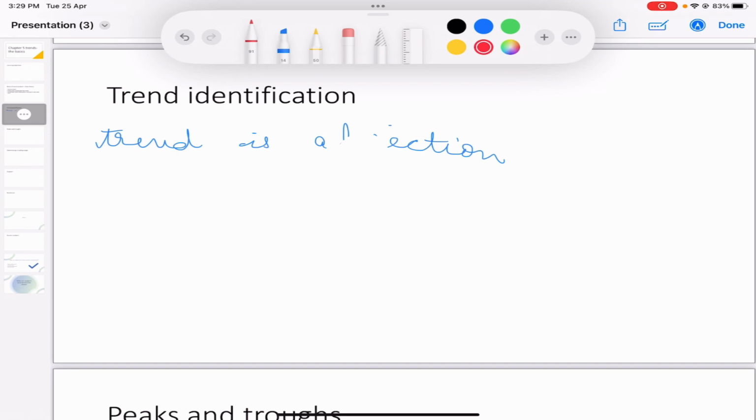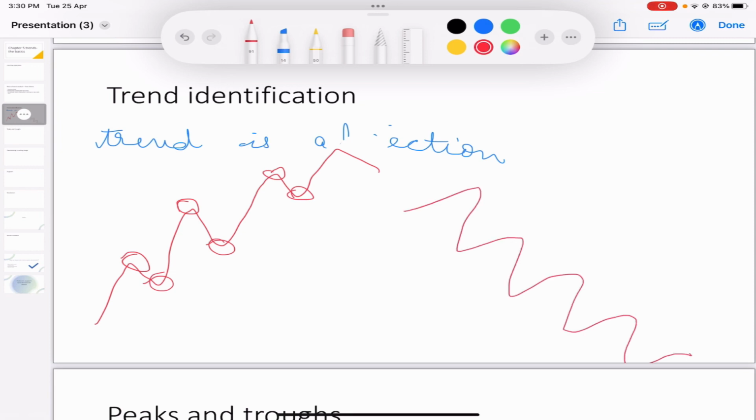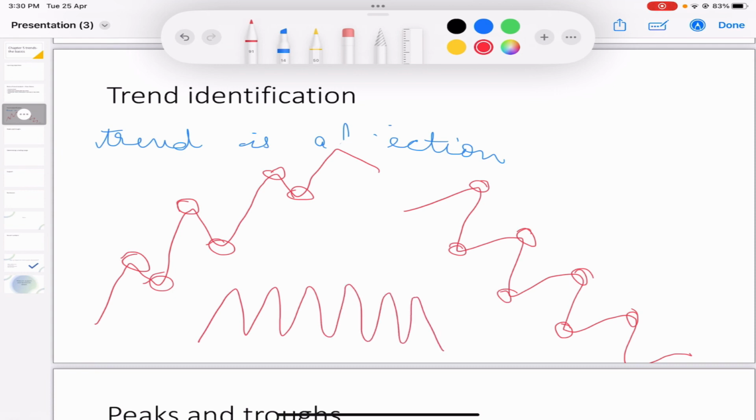Now we already know what an uptrend is and what a downtrend is. When we are talking about an uptrend, it is creating higher peaks and higher troughs, which is higher highs and higher lows. When the market is going down, it is creating lower peaks and lower troughs, or lower lows and lower highs. That is my downward trend. And when my trend is in consolidation or range bound, this is a sideways trend where my peaks and troughs are not really creating any higher peaks or higher troughs, or lower peaks or lower troughs.